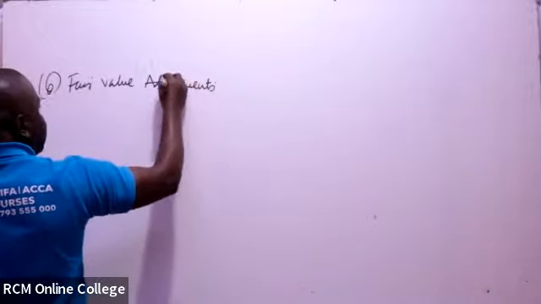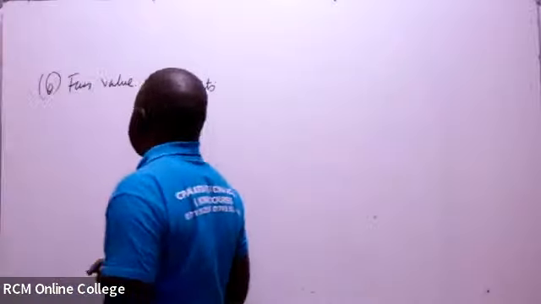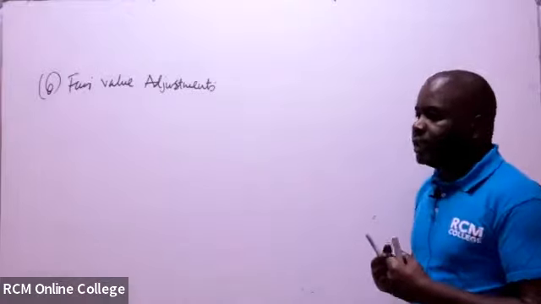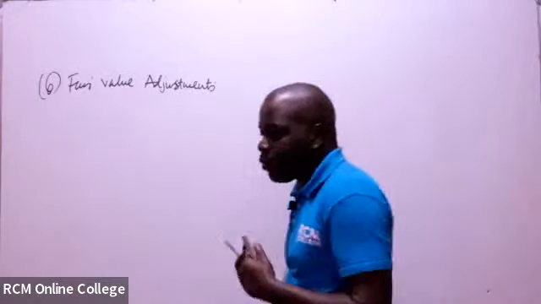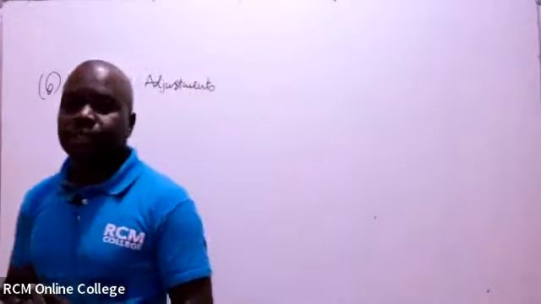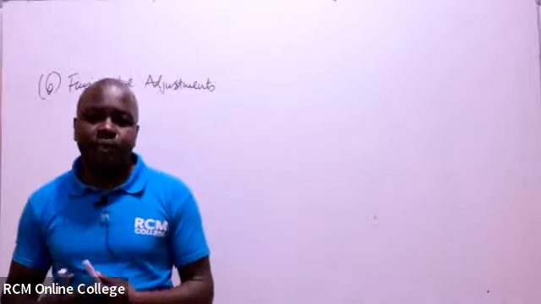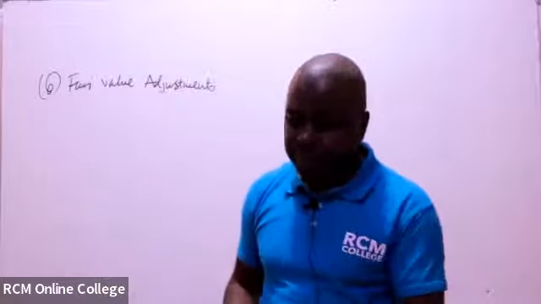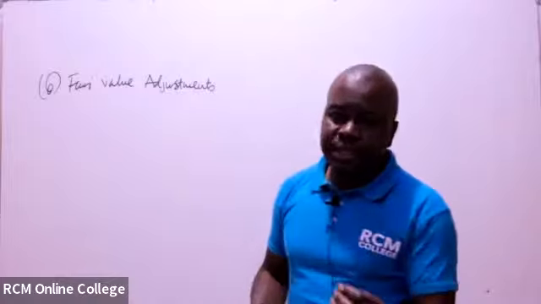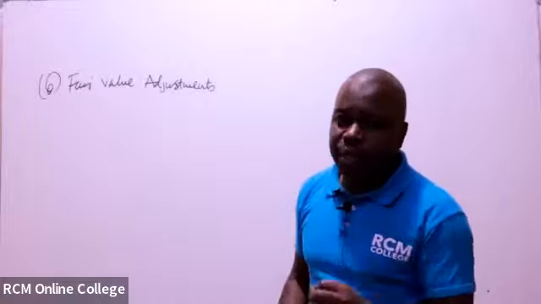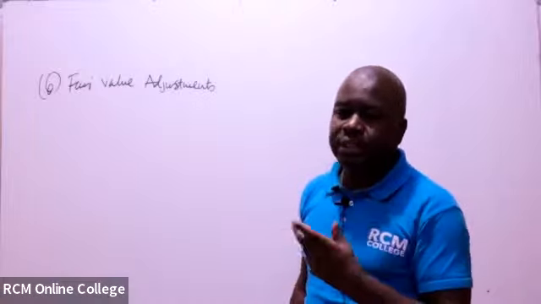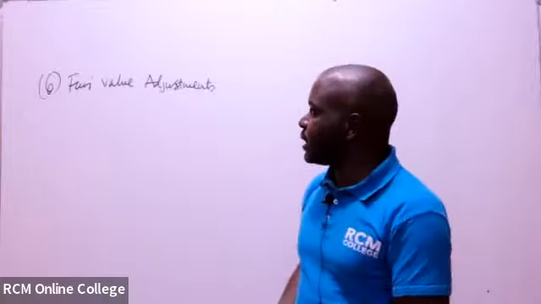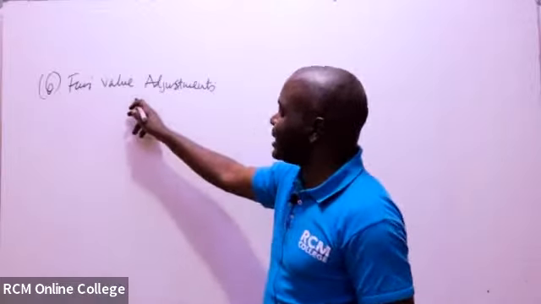Fair value adjustments. Sometimes on the point of acquisition, the assets acquired might be revalued. For example, they might tell you that under property, plant, and equipment, an item which was worth 60 million was revalued on acquisition from 60 million to 80 million. So in this case, their fair value has to be adjusted.